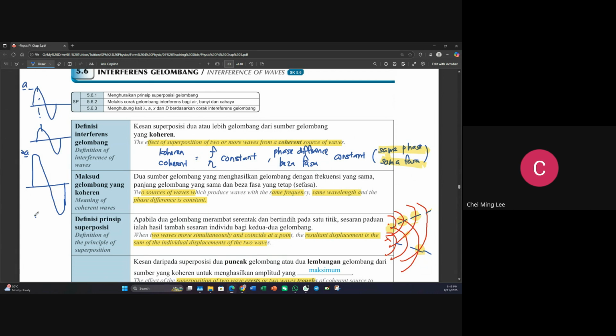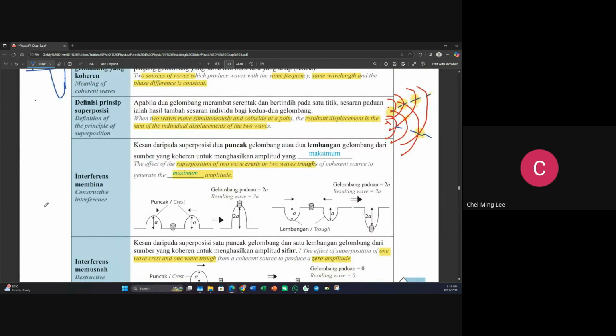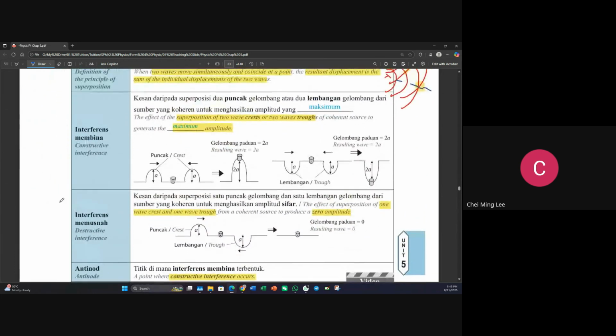All right, now let's continue. The effect of superposition of two wave crests or two wave troughs from a coherent source will generate the maximum amplitude. You see, crest and crest combined here becomes 2A. Trough and trough combined at this point will become 2A as well.